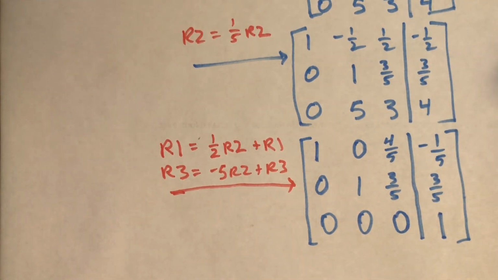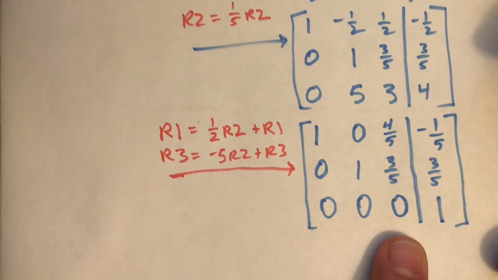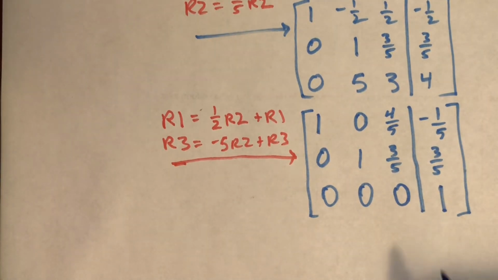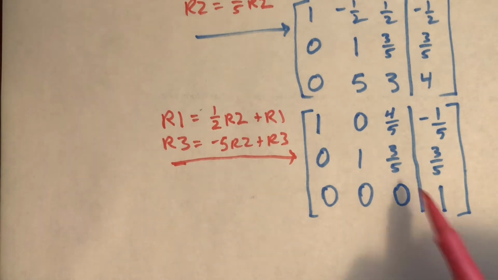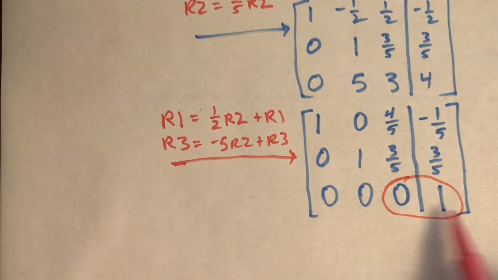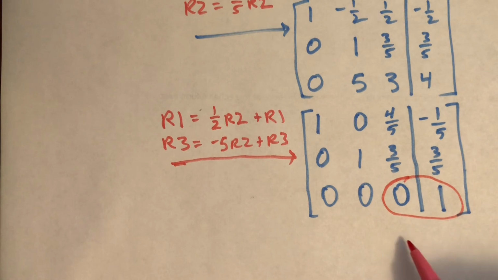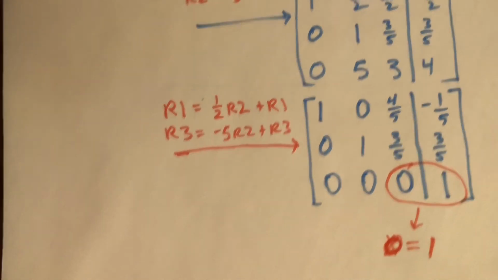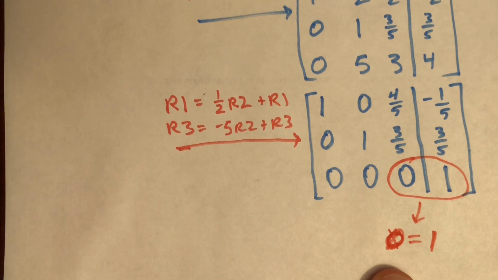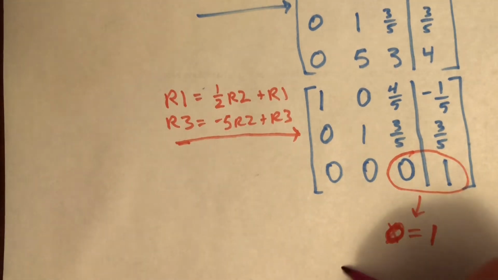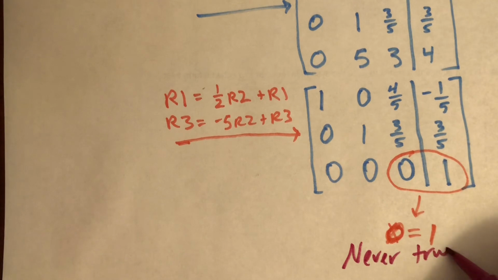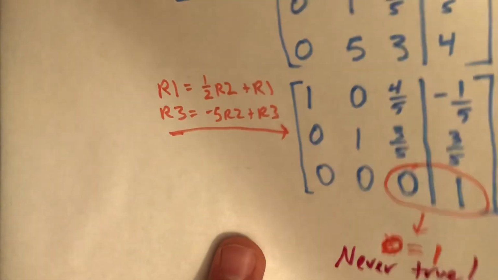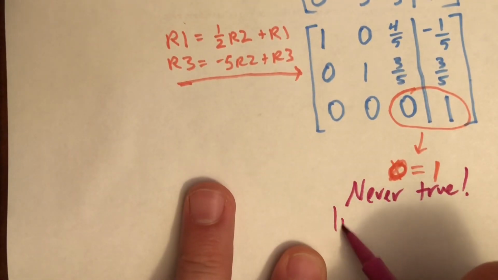And further, we can see that we have a contradiction right here, right? So if I just looked at this specific row right here, what this is saying in the context of the original problem, we got 0 equals 1. This is never true, right? That's a contradiction. So that means that there's no solution to this system, and we call it inconsistent.